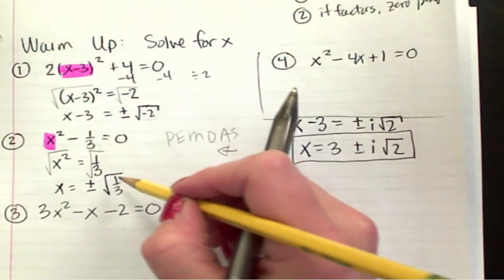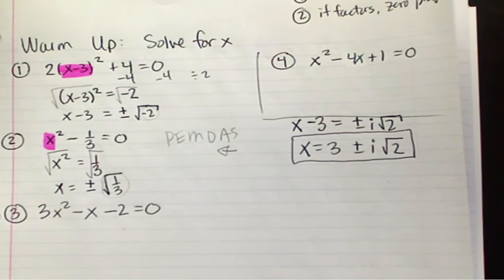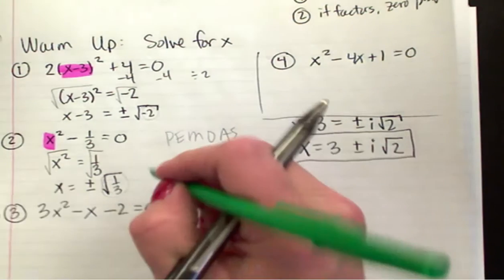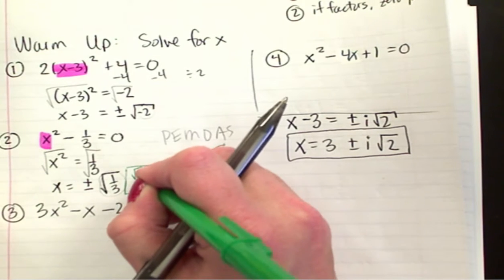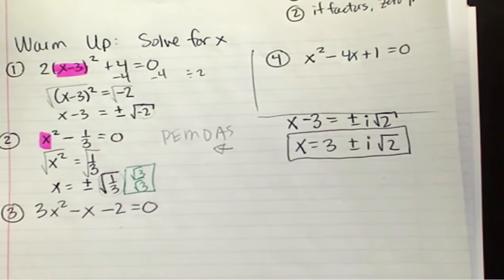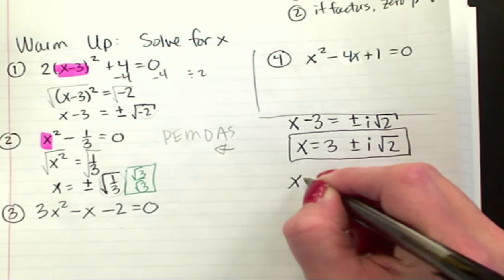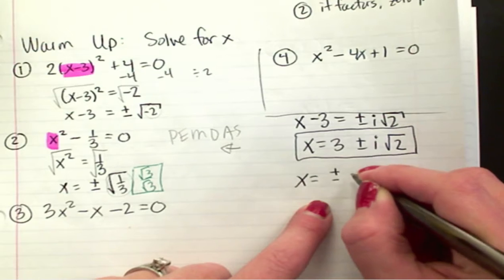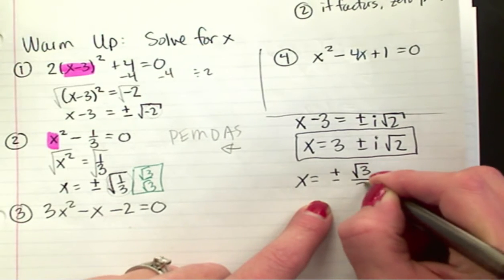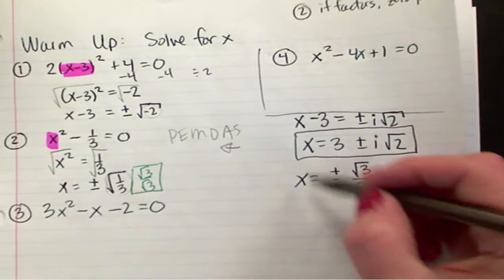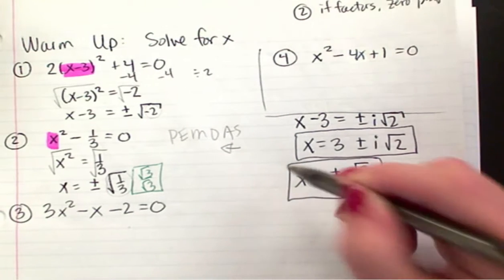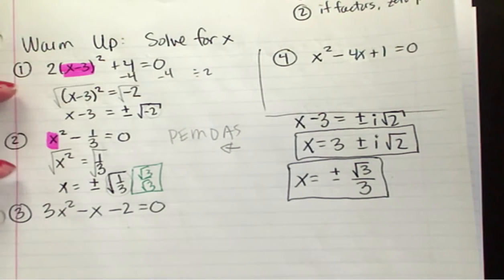Is this radical where I want to leave it? No. So then I need to rationalize with the multiplicative identity. Okay, x equals plus or minus root 3 over 3. It's not necessarily the isolating that throws us off. It's did I actually simplify my answer?